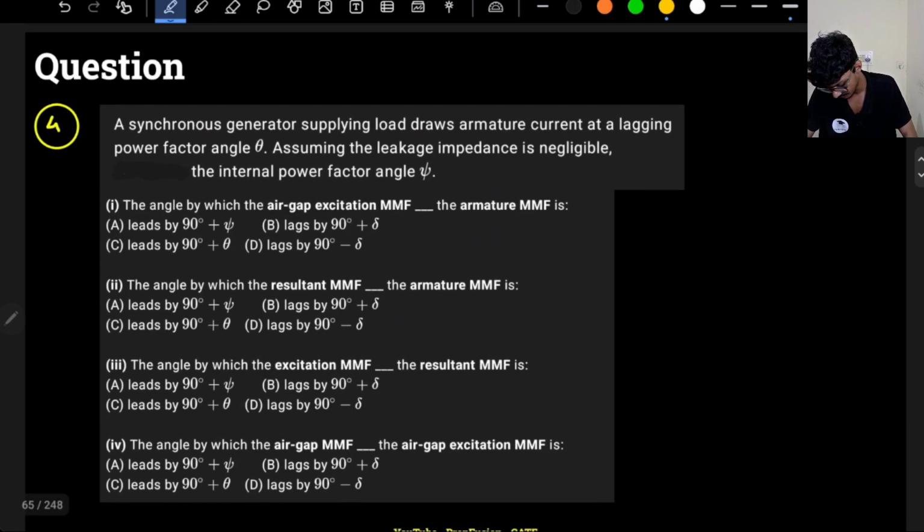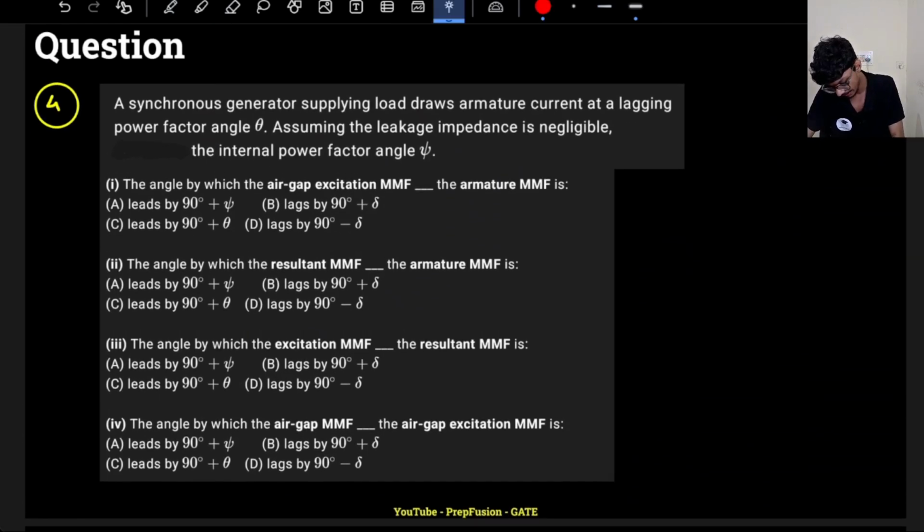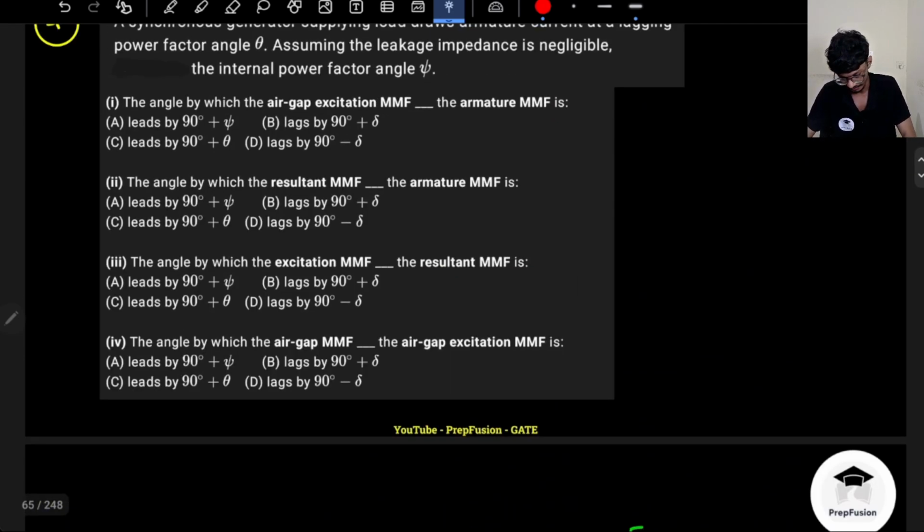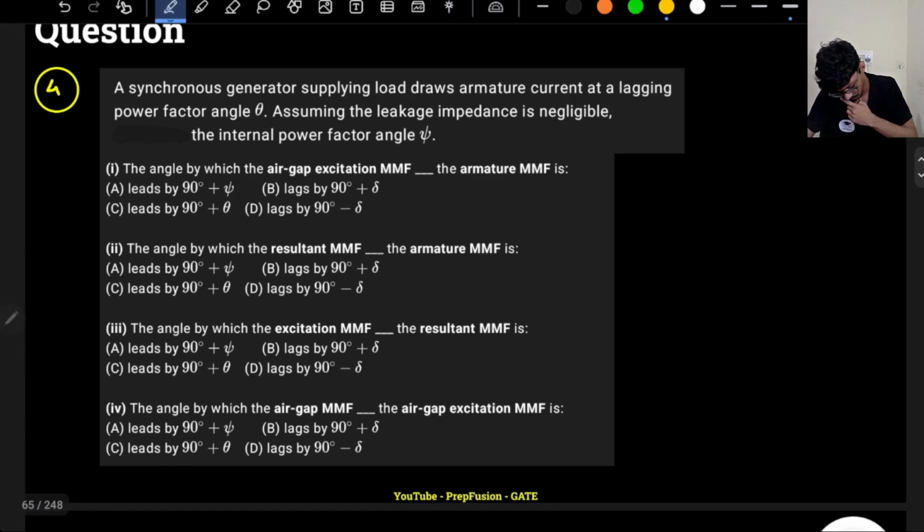So first of all, they are asking me the angle by which the air gap excitation MMF lags or leads the armature MMF. Air gap excitation MMF basically means the field MMF, right? Whenever air gap is written, this basically means the field MMF. So when armature current was not there, this is the field MMF that they are talking about.